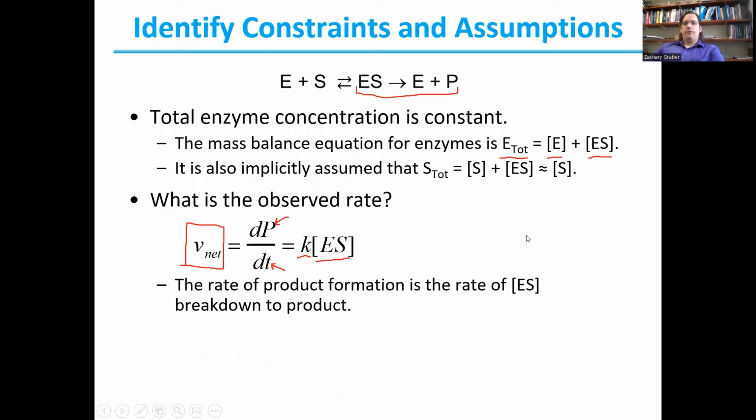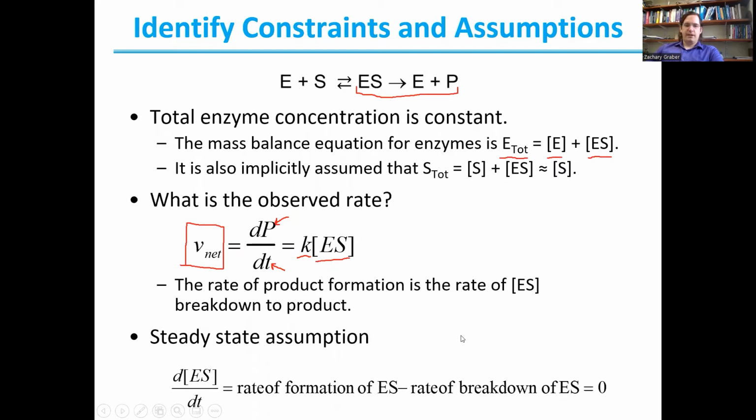Now, the final key assumption that we're going to make here is what we call the steady state assumption. So what we're going to assume is that after our enzyme gets going, we're going to get to a point where the rate of formation of our enzyme substrate complex is equal to the rate of breakdown of the enzyme substrate complex, right? So we're going to have substrate binding in, and then we're going to have product coming off of our enzyme at about the same rates.